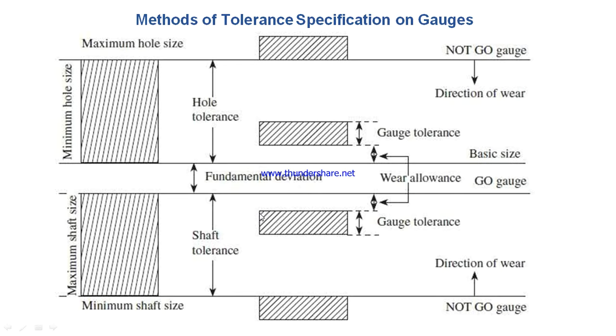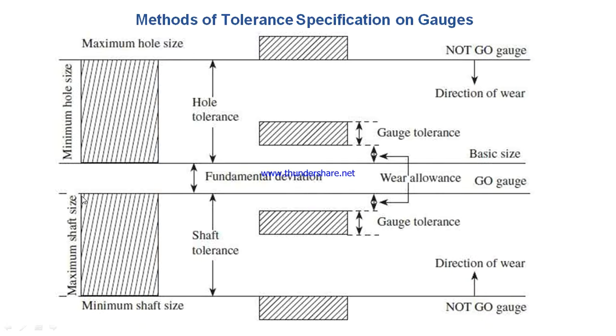So before starting the solution of the problem, you must know, as we discussed in the last lecture, I will tell you again, this is the minimum hole size, and this is the maximum hole size. That is the hole tolerance and this is the shaft tolerance. This is generally a clearance fit given over here. So fundamental deviation is mentioned over here, which is below the lower limit of the hole.